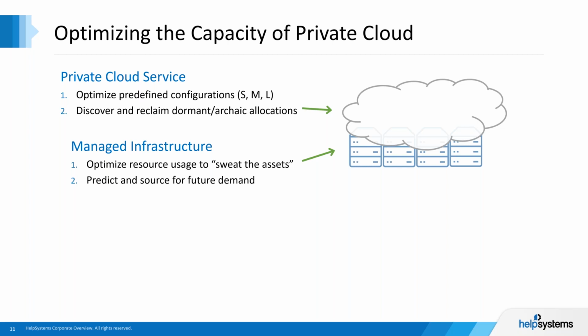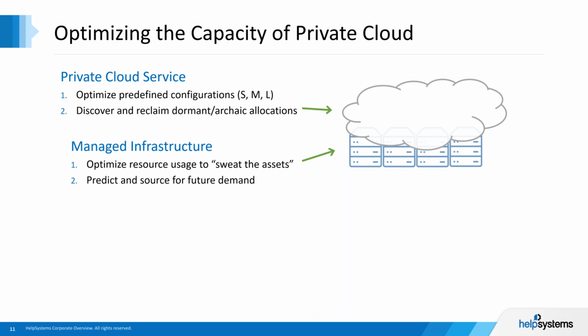You need to optimize those predefined configurations that you have. So you need to have them in certain sizes, and those sizes need to be well calibrated so that they fit the needs of your organization. And then, as you do in public cloud, you also need to discover and reclaim dormant and archaic allocations in that private cloud, and repurpose those or reclaim them and use them for something else.